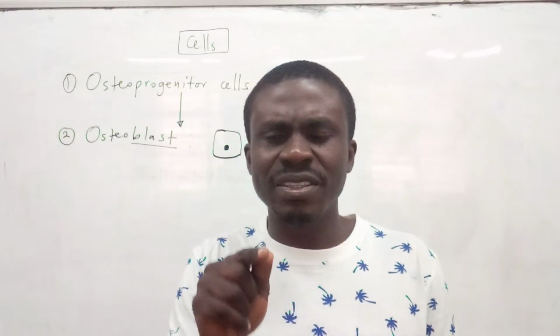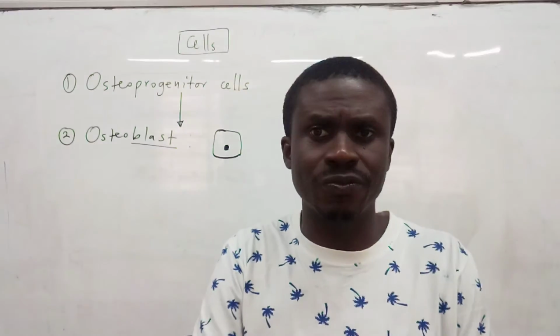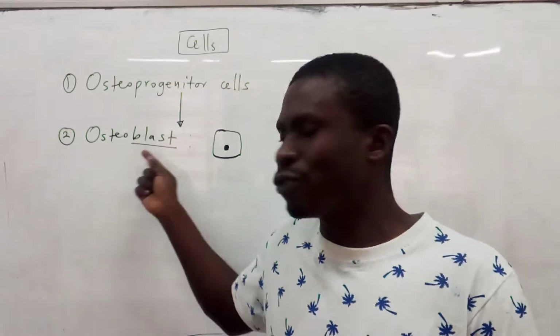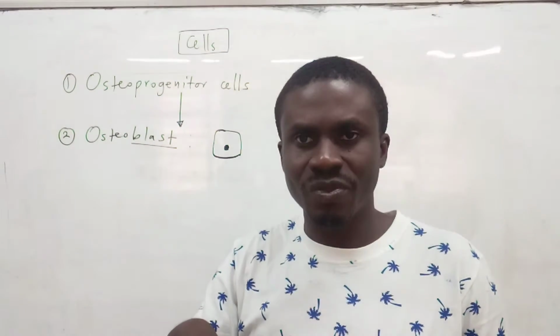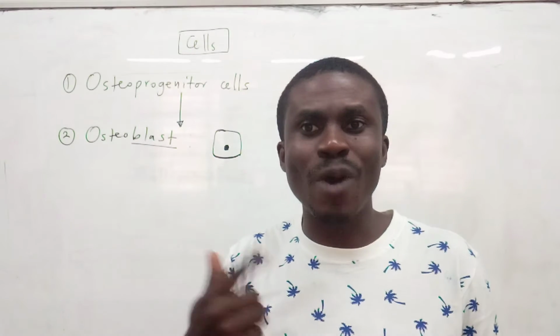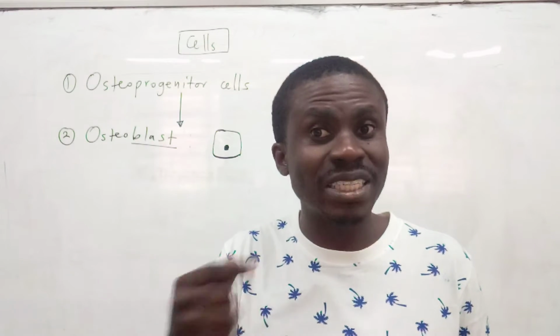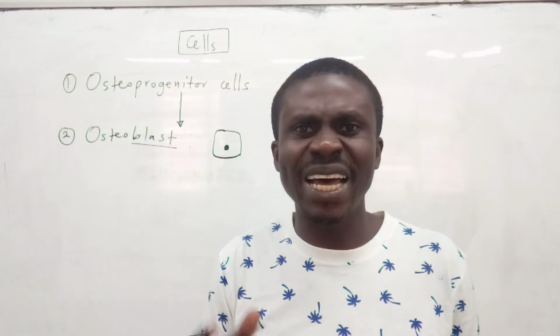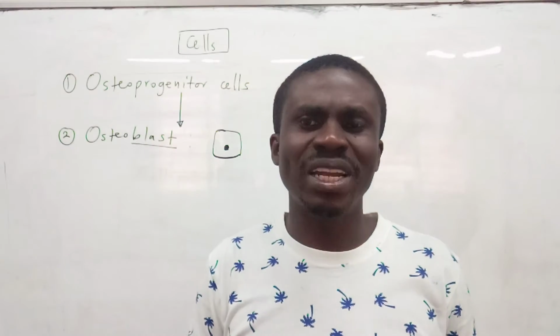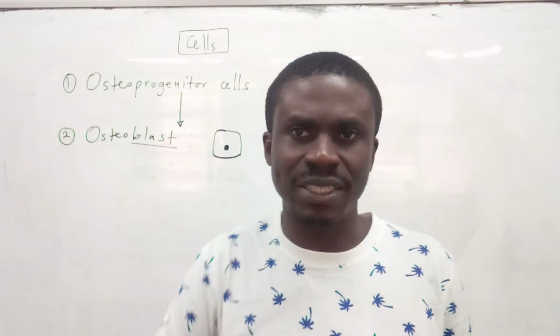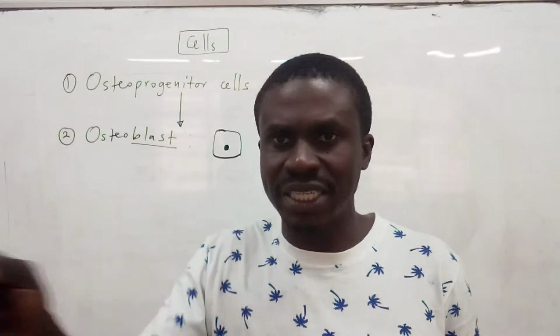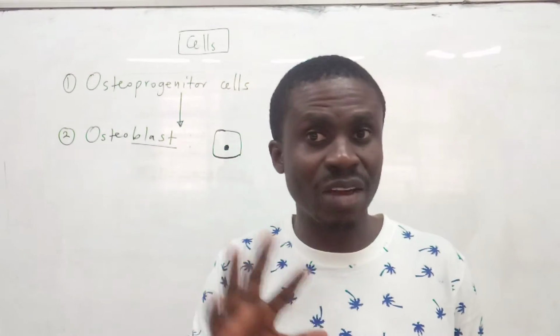But my friends, there's a catch somewhere that I want you to be aware of. Before this osteoblast can lay the calcium, it requires an enzyme. Yes, it requires an enzyme. And my friends, that enzyme, we call it alkaline phosphatase. Okay, alkaline phosphatase.